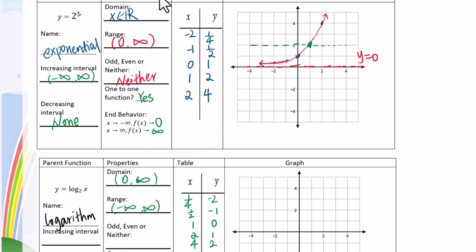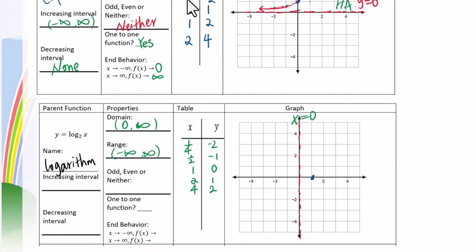For the exponential function, we have y equals 0 as a horizontal asymptote line. So x equals 0 is the vertical asymptote line for the logarithm function. 1, 0, 1/2, -1, 1/4, -2, 2, 1, 4, 2. Then connect these points smoothly.